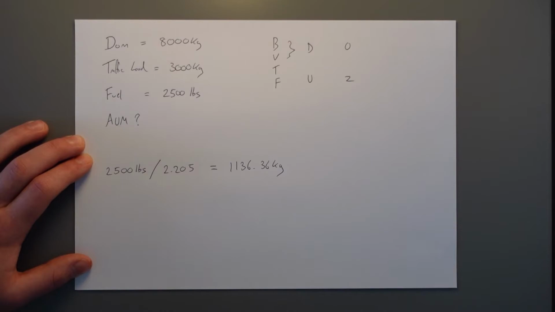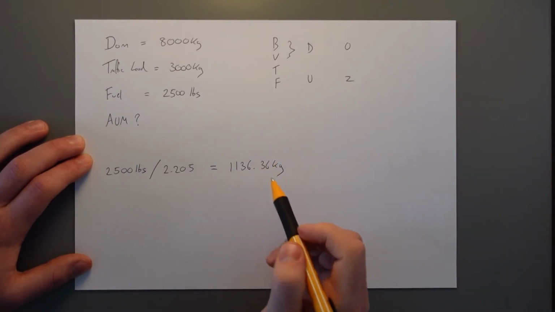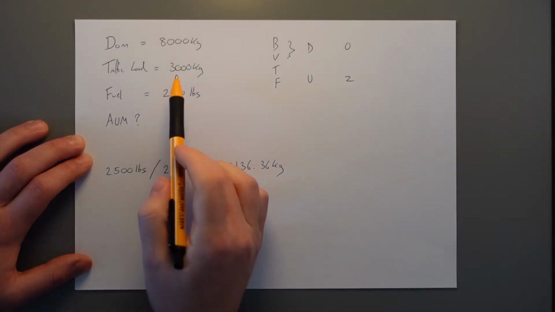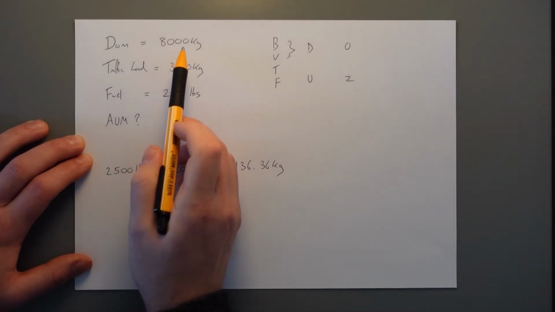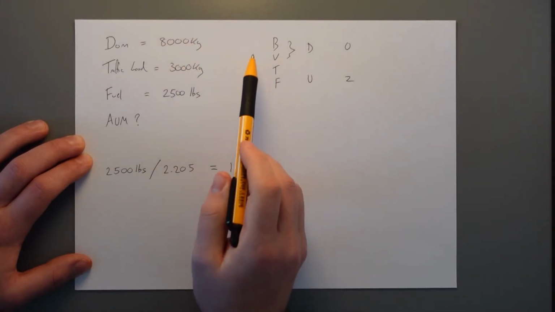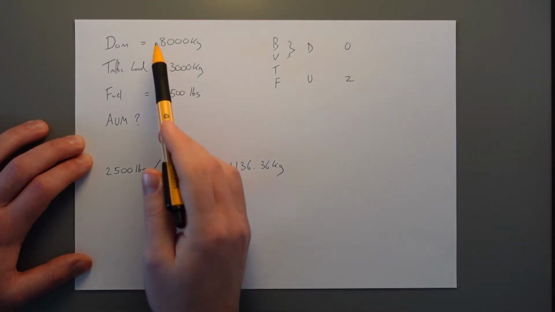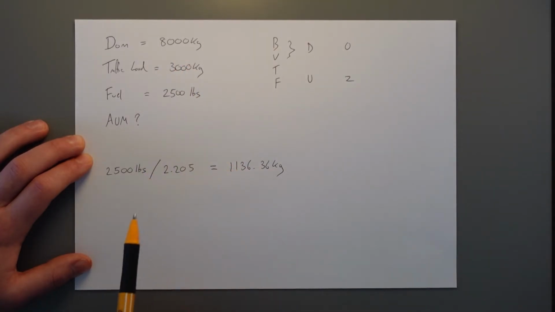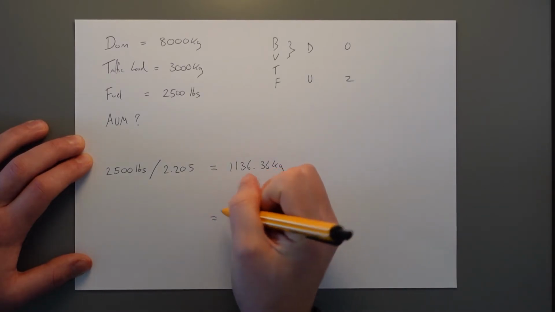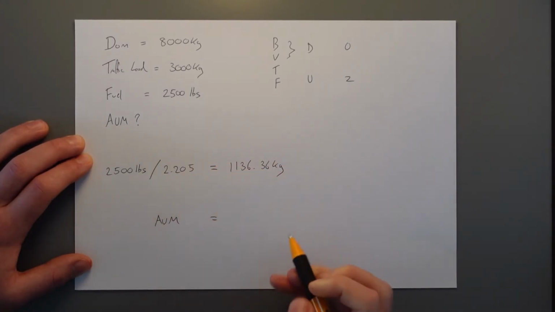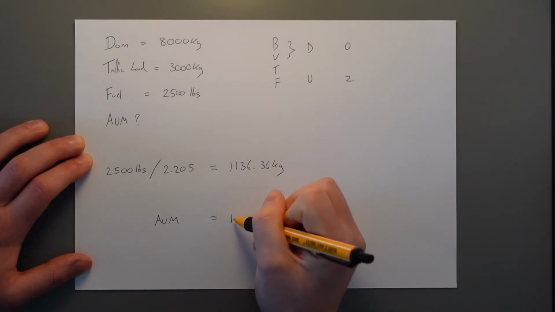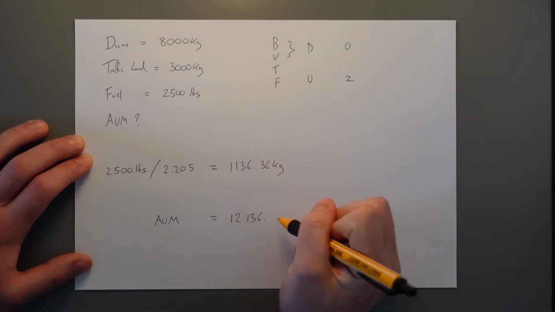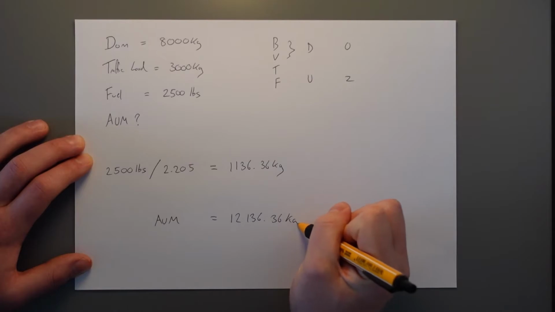And then it's a simple addition exercise. We know that's our fuel. We know traffic load's 3,000. We know dry operating mass is 8,000, which includes basic empty mass and variable load. 8,000 plus 3,000 plus 1136.36 gives us an all-up mass of 12136.36 kilograms.